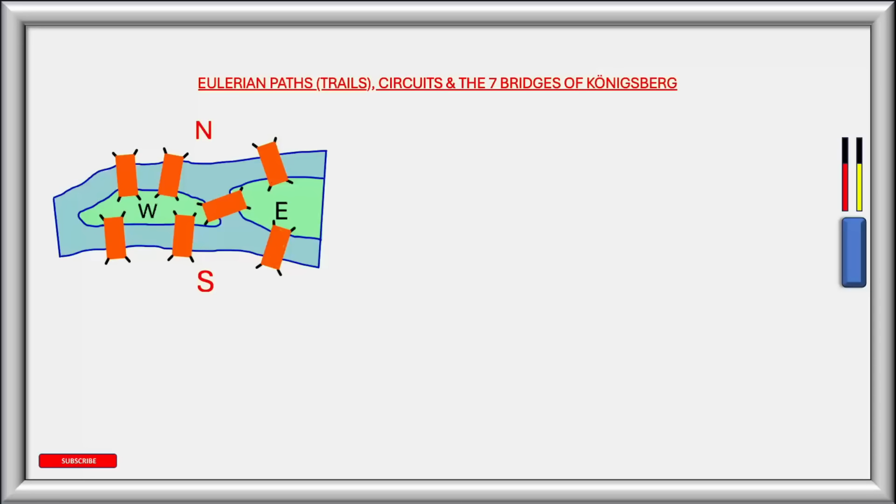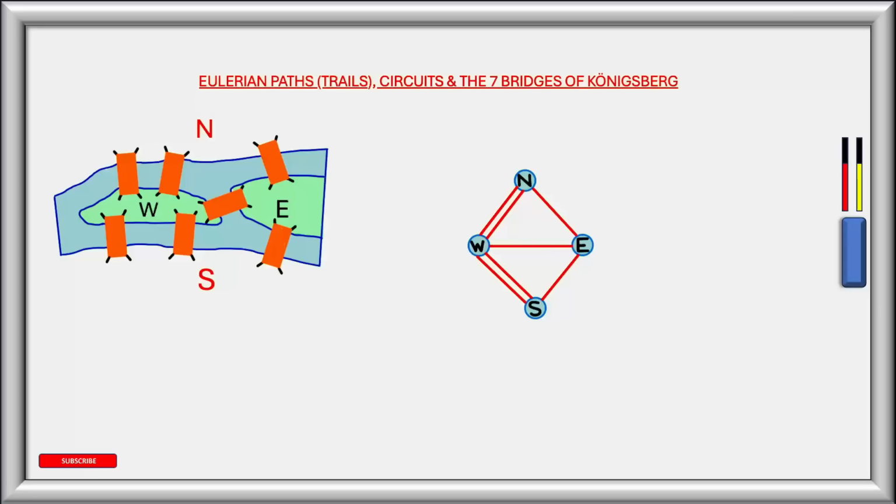One day, a man named Leonhard Euler realized the city didn't matter. He turned the land into vertices and the bridges into edges. He counted the degree of each vertex. So that's the number of edges associated with each vertex. So the North Bank has 3, and the South Bank also has 3. The West Island has 5, and the East Island has 3.